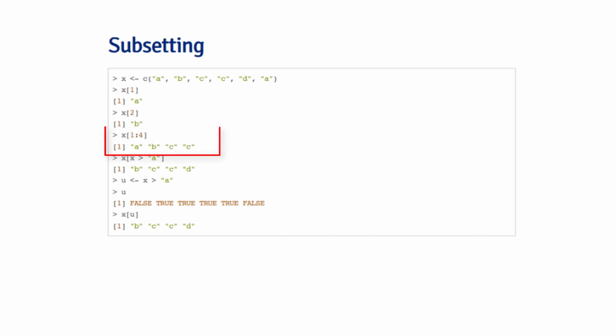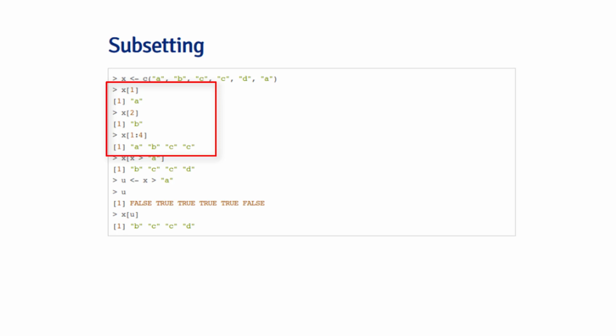I could also extract a sequence of elements. If I want to get the first 4 elements of x, I can construct the sequence 1 through 4 and then I get a, b, c, d. So in these 3 examples, what I've done is I subset the vector x using a numeric index. The numeric index is 1, 2, or the sequence 1 through 4.